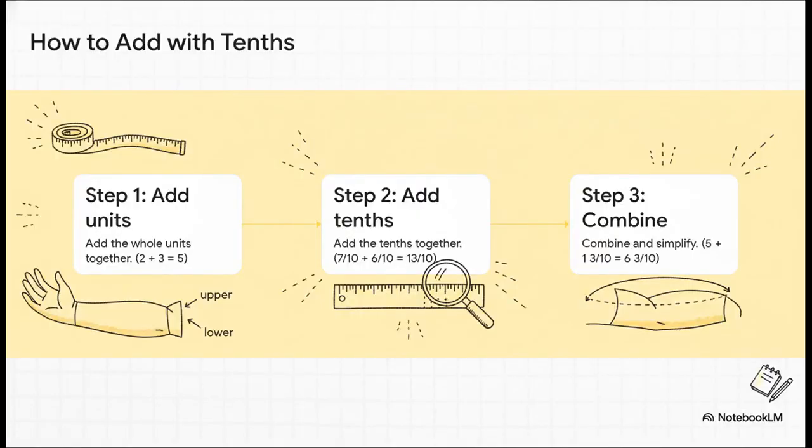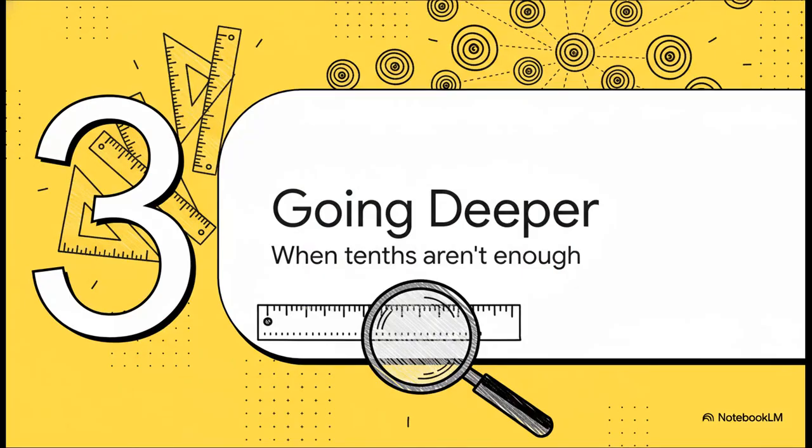And what's really powerful here is that working with these new numbers isn't complicated at all. If you want to add 2 measurements like this, you just do it in pieces. First add the whole units, then add the tenths. It's just a simple extension of the math we already know. But just when you think tenths have solved all our problems, a new challenge always seems to pop up. What happens when you need to be even more precise?